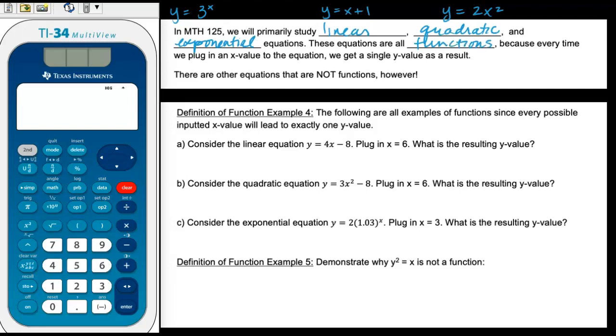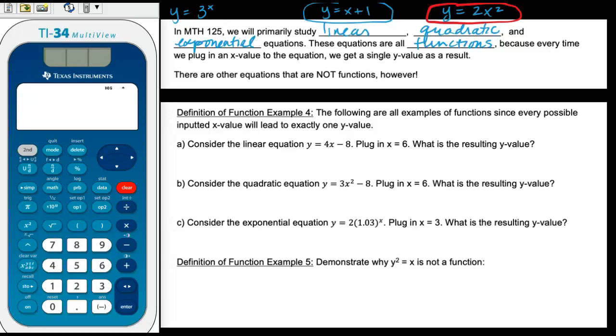And all of these equations are functions, because every time you plug an x value into the equation, you get a single y value as a result. If you think about this linear equation, for example, whatever number you plug in for x, you're just going to add 1 to it, and that gives you y. So you're always just going to get one y as a result. Or if we look at the quadratic equation, y equals 2x squared, if we put a number in for x, we're just going to square that number, which gives us one result, and multiply it by 2, which gives us one result for y.